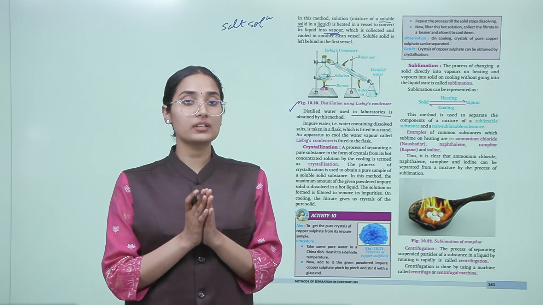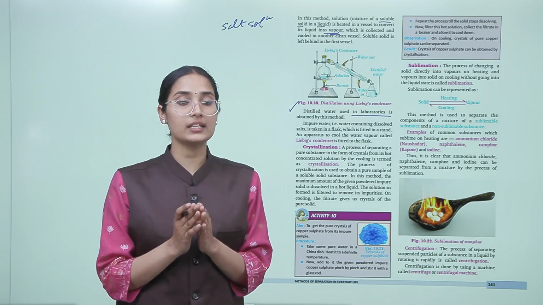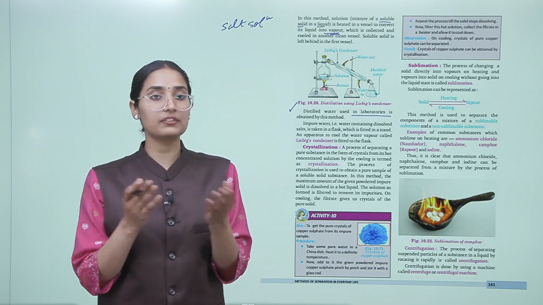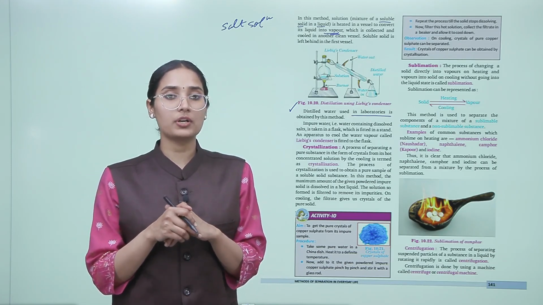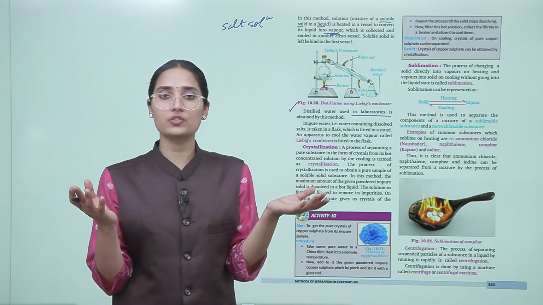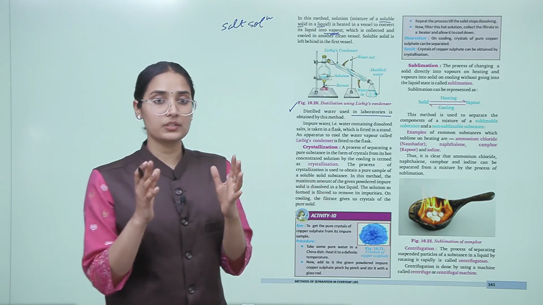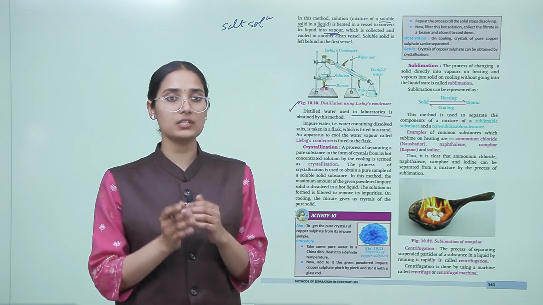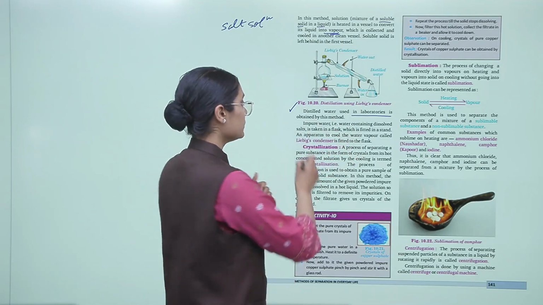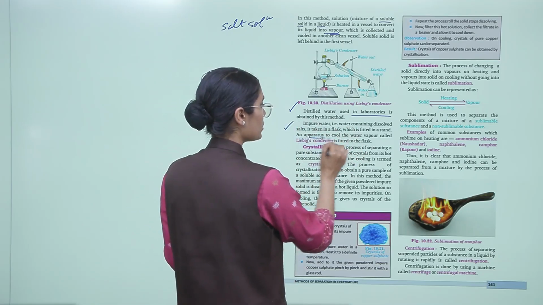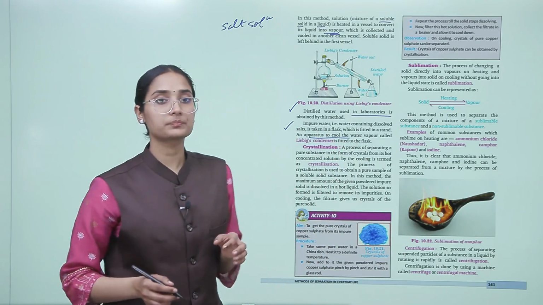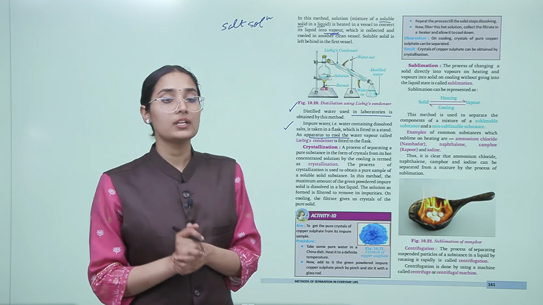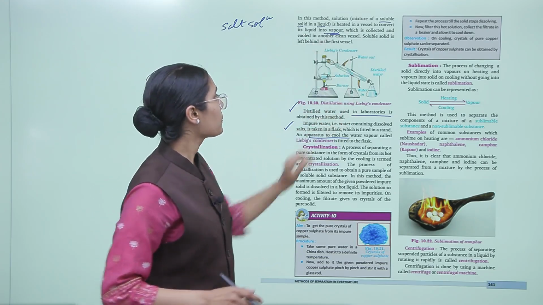Impure water, that is water containing dissolved salt, is taken in a flask which is fitted in a stand. Now the water that we have is impure water because it contains a lot of different kinds of salts, right? Now this water is taken and poured in a flask which is fitted in a stand. Now an apparatus to cool the water vapor, called the Liebig's condenser, is fitted to this flask, okay. So this is how this process is done.